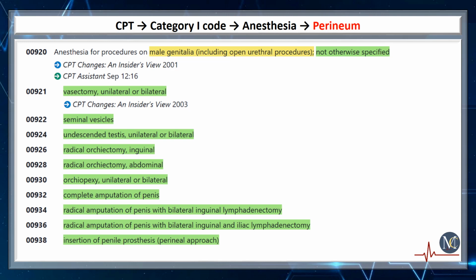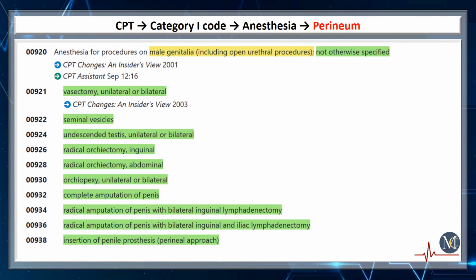The provider performs anesthesia service for a patient undergoing extensive amputation or surgical removal of the penis, along with the removal of lymph nodes of the groin on both sides. Next code is 00936, radical amputation of penis with bilateral inguinal and iliac lymphadenectomy. It means the anesthesia service is provided for a patient undergoing extensive surgical removal of the penis along with the removal of lymph nodes of the inguinal and iliac region on both sides.